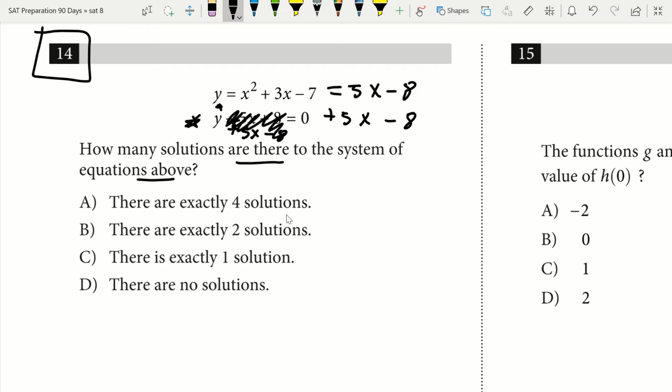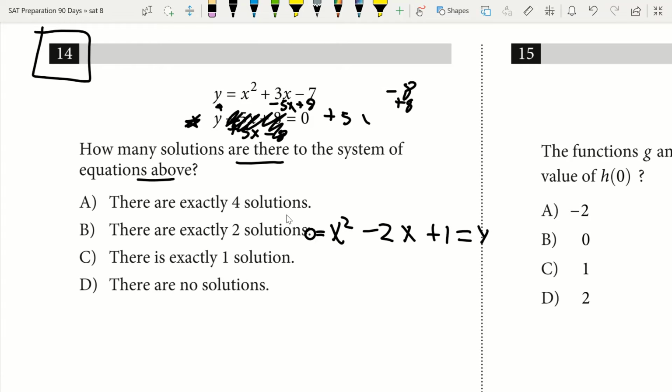At this point, I'm going to add 8 to each side because I want to set it equal to 0. So I'll add 8 to each side, and I will subtract 5x from each side as well. So 3x minus 5x will give me negative 2x. So I'm left with x squared minus 2x, and then negative 7 plus 8 will leave me with plus 1. So that right there will equal y. Now that I have this equation set up, that's going to equal 0, since I got rid of all my terms on that right side there.